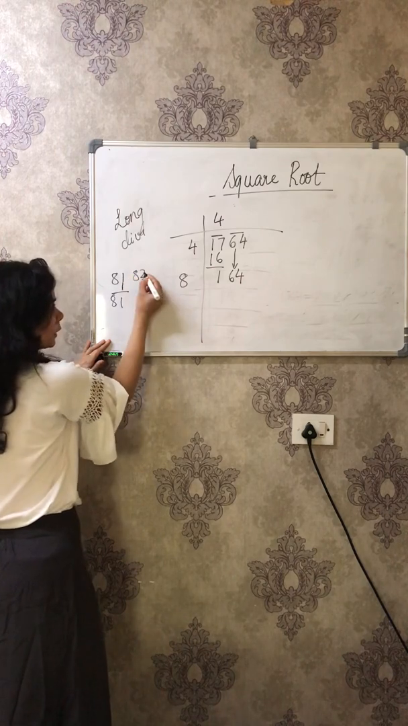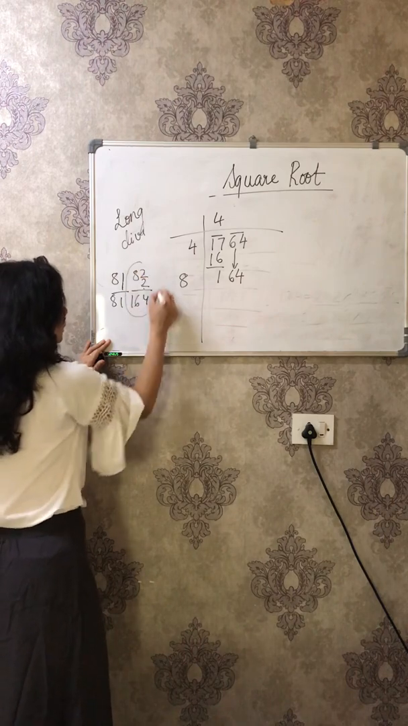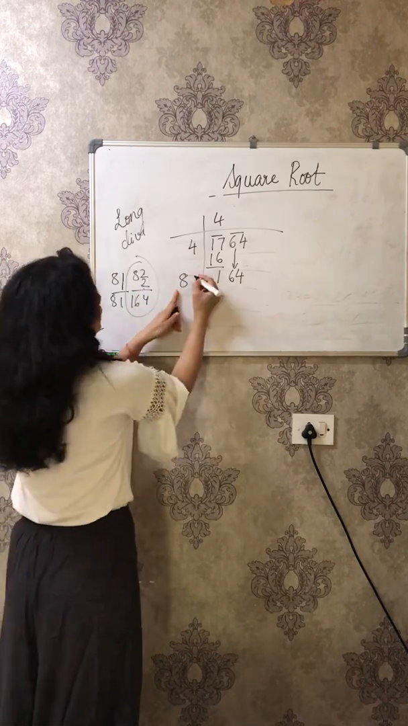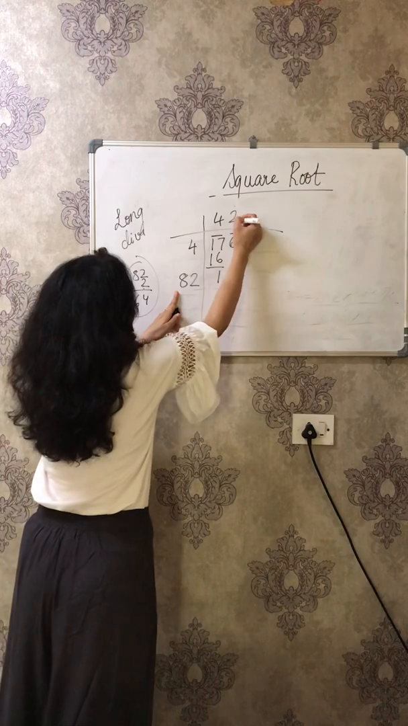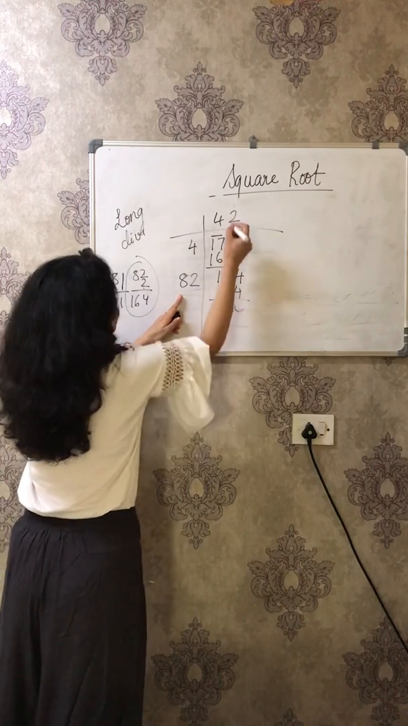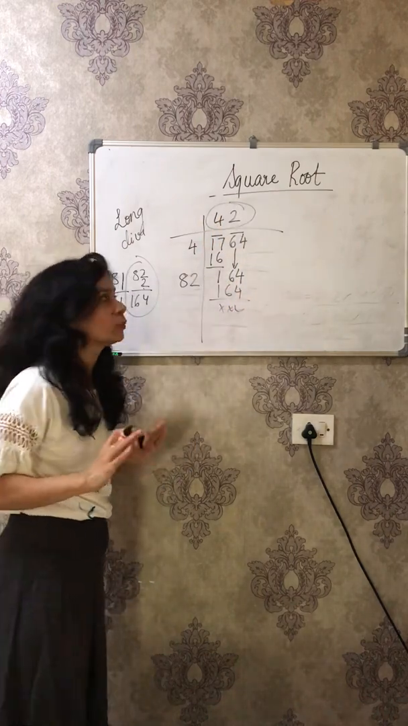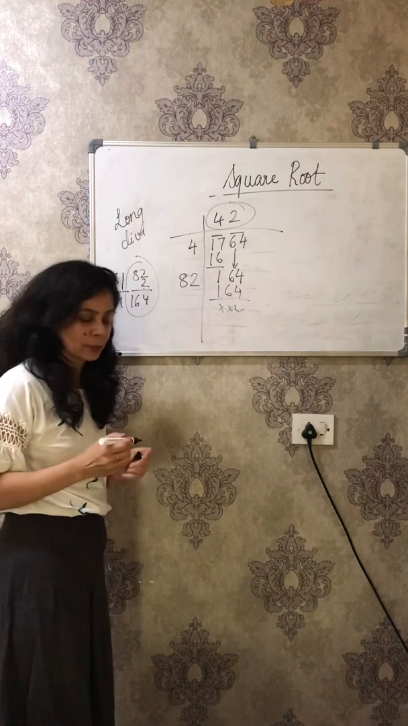So we have to always take the same number here. Okay, so 2 2s are 4, 2 8s are 16. We got our answer, bingo. So we will write here 2 and 164. It's cut now. So your answer is 42. So we got it that 42 into 42 is 1764.